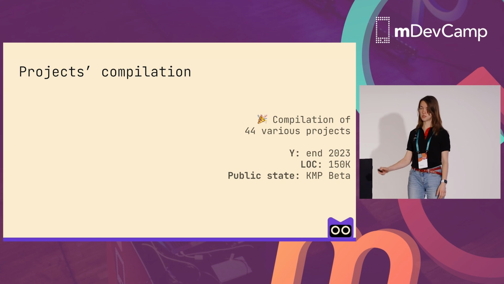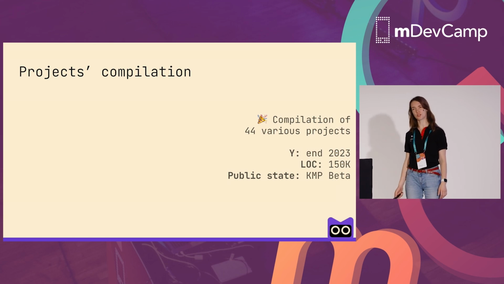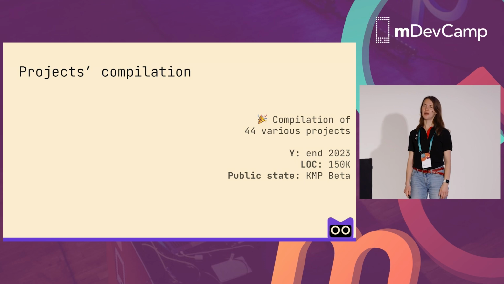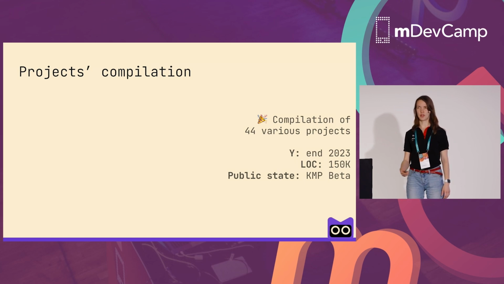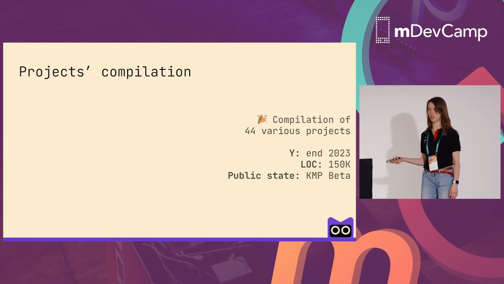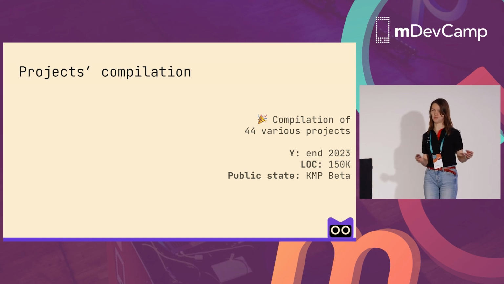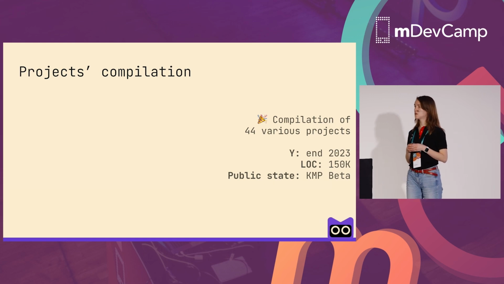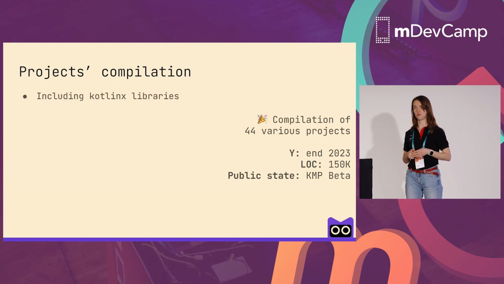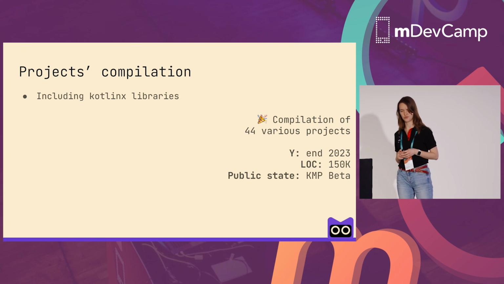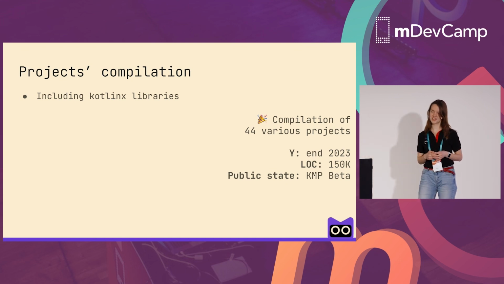Next, a year later, or not a year, actually half a year, we have finally released a full beta of Kotlin 2.0, K2. And this means that now we were able to compile code not just for the JVM backend, but also for native, for JS. You've seen we have rewritten quite a lot to make this happen. And we have successfully compiled 45 or 44 various user projects.